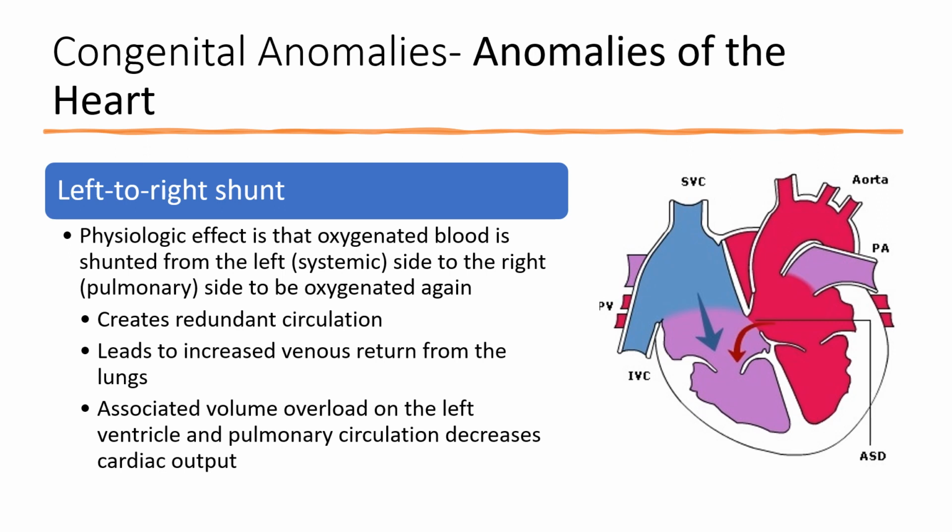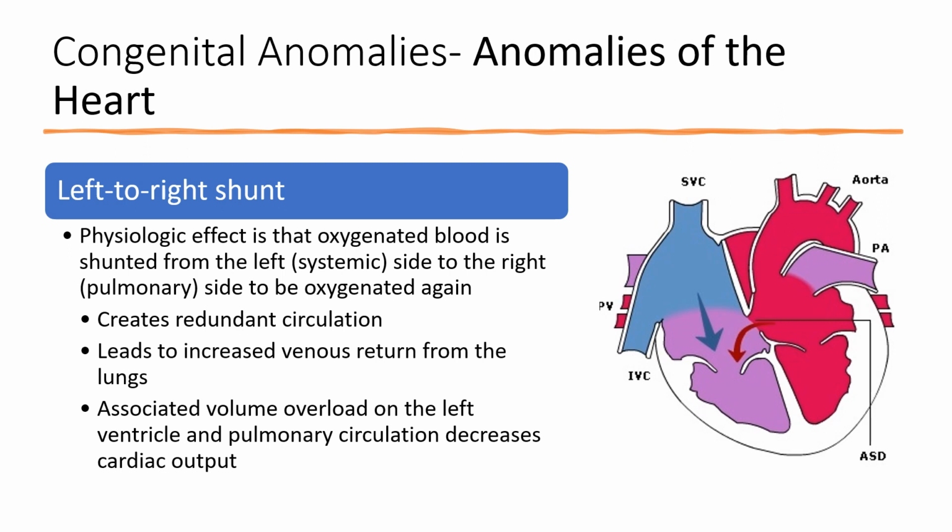So when I talk about that left to right shunt, I've mentioned it a few times, this is what we're talking about. The physiological effect is that oxygenated blood is shunted from the left, the systemic side, to the right to be oxygenated again. It creates redundant circulation, leads to increased venous return from the lungs, associated with volume overload on the left ventricle and increased pulmonary circulation.